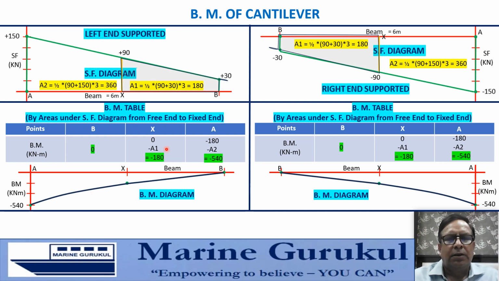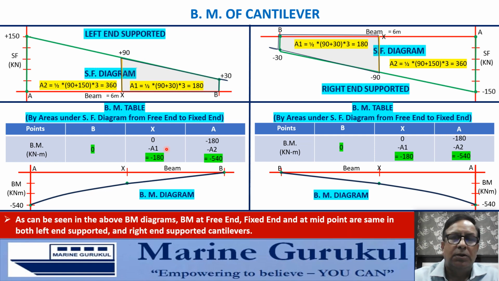What do you see in both these diagrams? The bending moment at the free end is same, at the fixed end is same, at the midpoint is same, at any other corresponding point is also same. Now, this should dispel all doubts in your mind. Why? Because whether this cantilever was left end supported or right end supported, irrespective of that, the cantilever force distribution and bending moment concept remains the same. So the bending moment at the fixed end in both cases should be same.